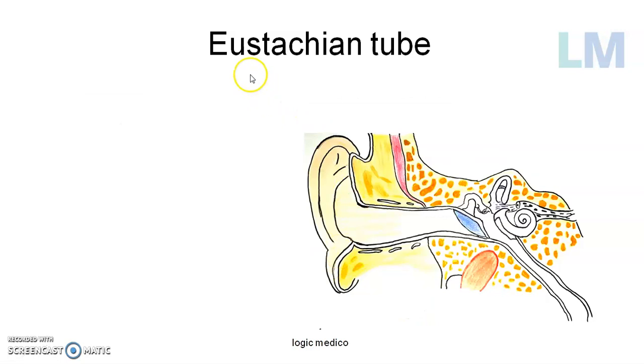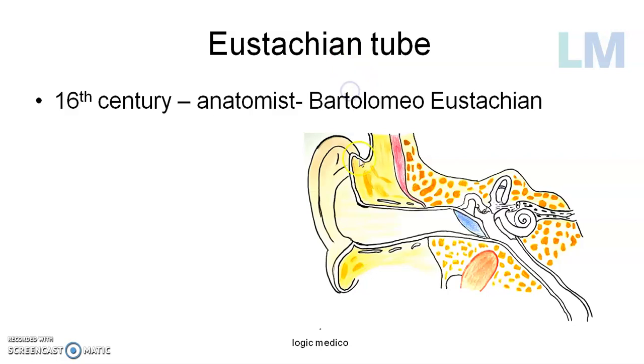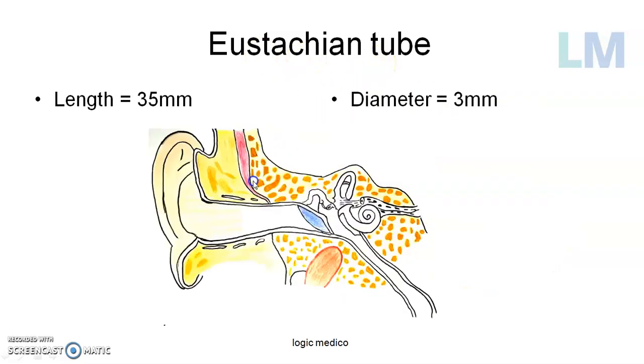Do you know why it's called Eustachian tube? Because it was discovered by an anatomist in 16th century. His name is Bartolomeo Eustachi. So in credit of his name, since he discovered this tube connecting to the middle ear cavity, the name of this anatomist is recognized even now as Eustachian tube.